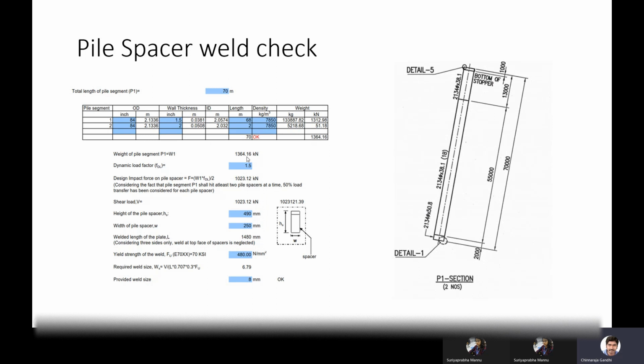Now the weight of the pile segment we have calculated, and the dynamic factor we are putting is 1.5 for this pile. So the design force F equals W into the dynamic factor, divided by 2. This is the load by 2. Why? Because we are considering the fact that pile P1 shall hit at least 2 pile spacers at a time. Conservatively, we are designing for this.